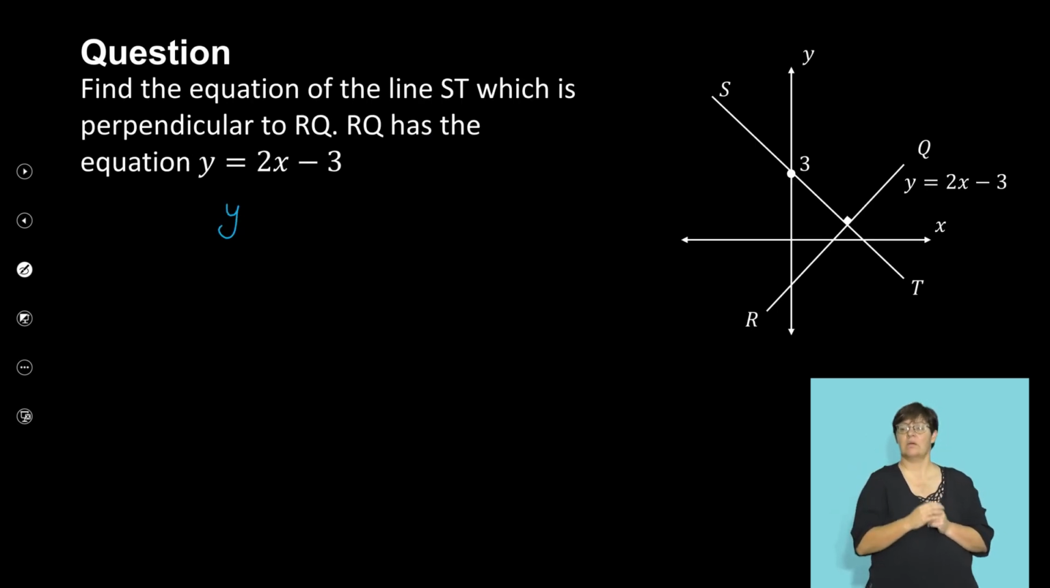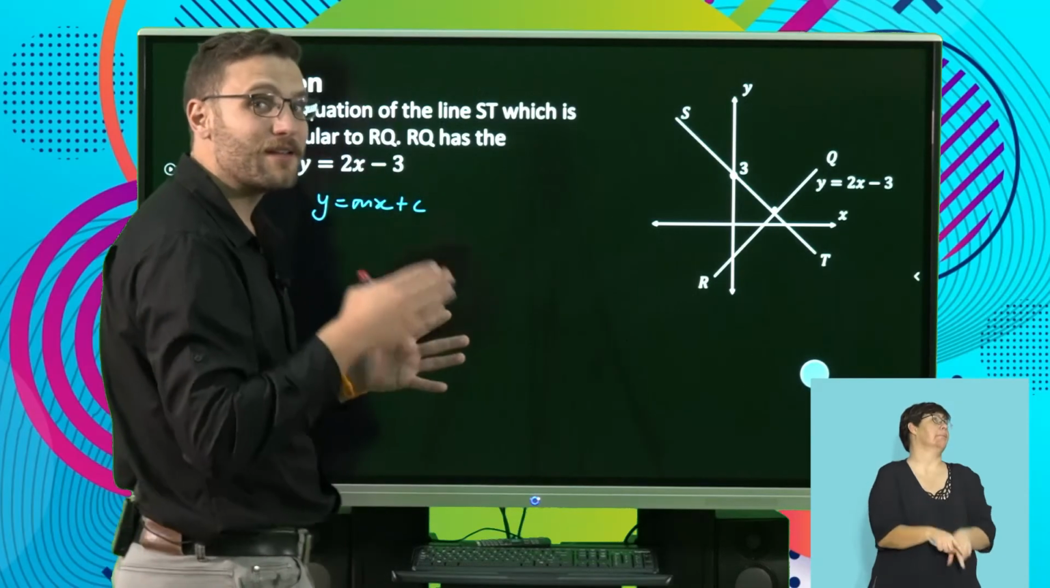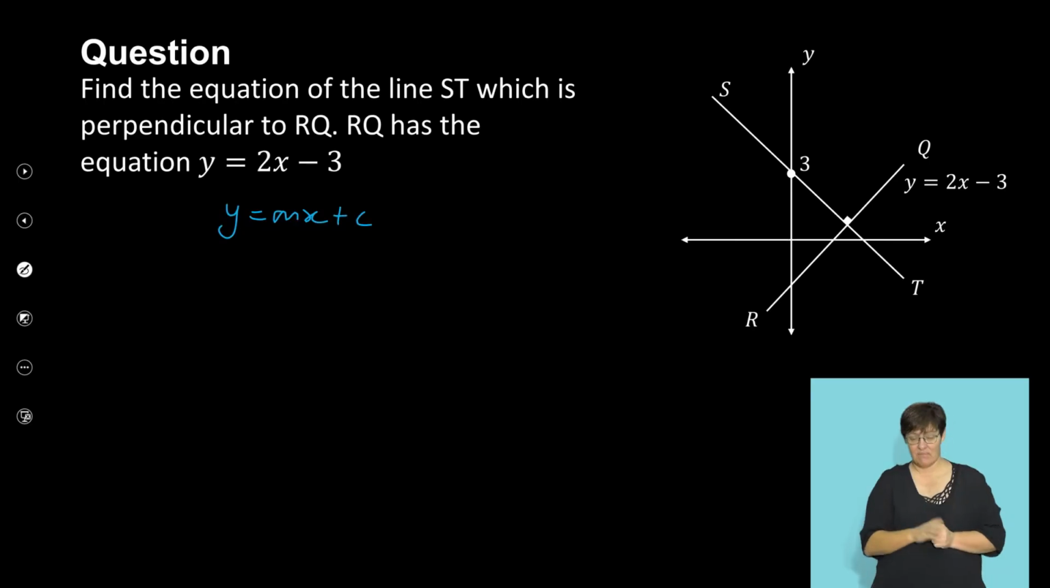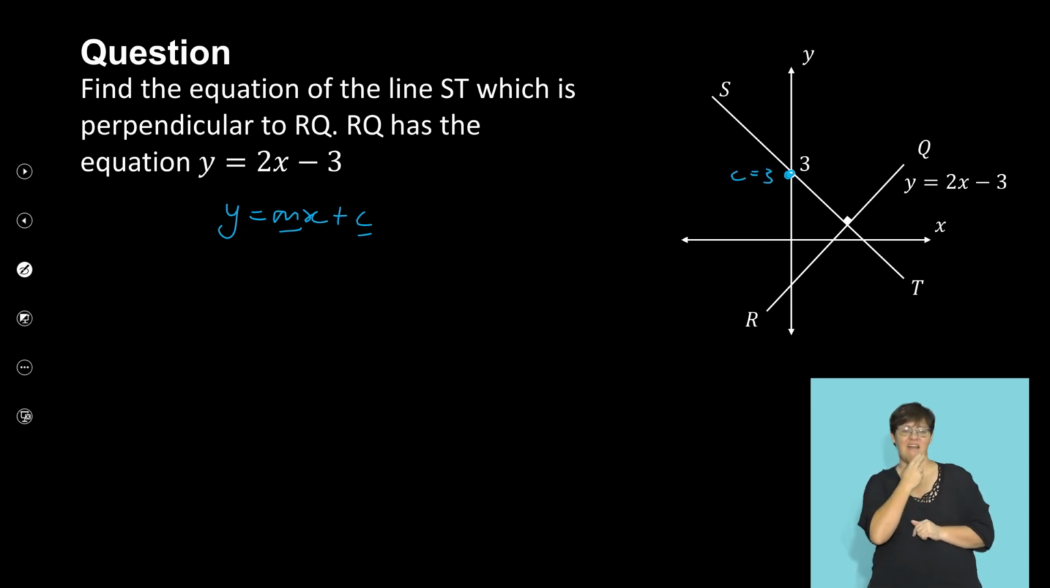Always what I'm going to do, and I've said this multiple times, and it might get a little bit irritating, but I'm going to say this over and over because I want this to be just part of what you do. Whenever they ask a question like this, we always start by writing down y equals mx plus c, all right? All I need to do is find m, and I need to find c. In this case, c is nice and easy. By inspection, I can see that the y-cut is equal to 3. All that remains is I must find the gradient of ST.